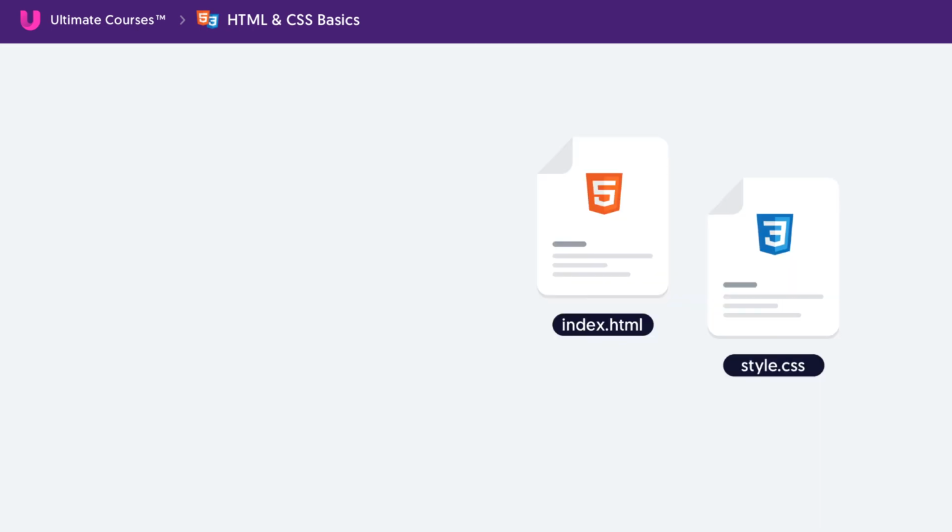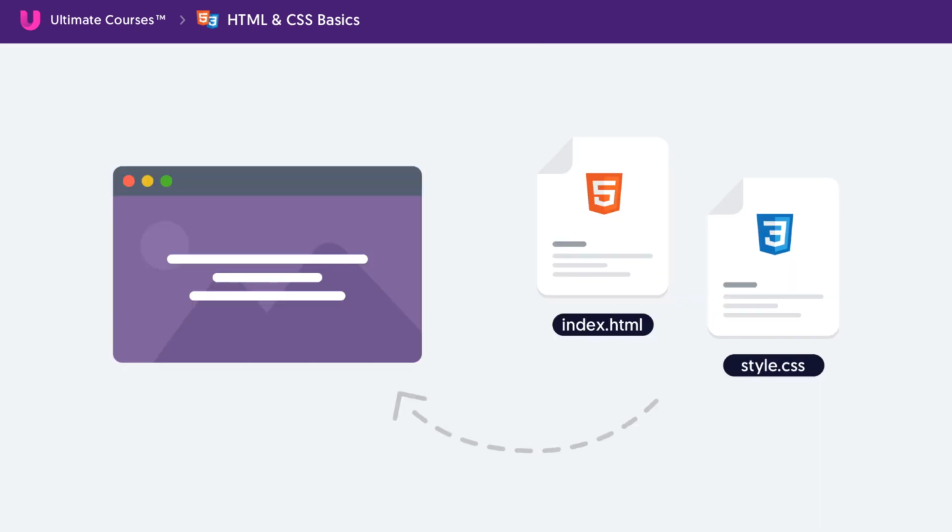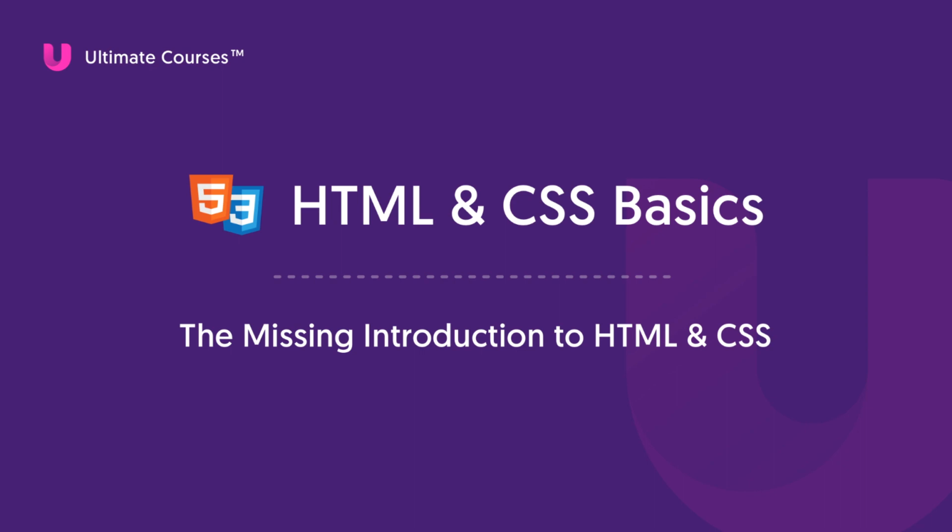Together, HTML and CSS make up all the websites that you see on the internet today, and so are an extremely important skill to learn in web coding. Alongside JavaScript, which you can find a course for here on Ultimate Courses, you can easily begin to master web development skills and start building your own websites and web apps.